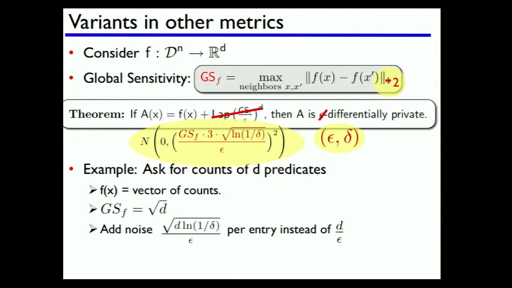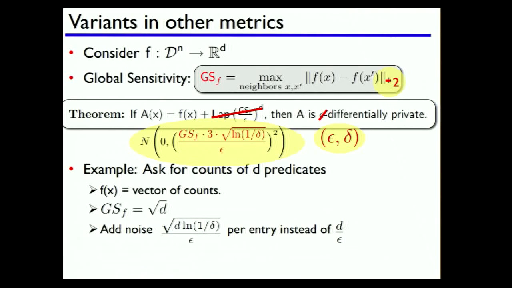There are variants of this noise addition idea in other metrics. I defined global sensitivity, maybe without making it precise, in terms of L1 distance. It turns out you can generalize this in various ways. For example, you can use L2 to measure the distance between function outputs, and there are cases where that makes a huge difference. Basically, the theorems get a bit more complicated. You have to add normal noise, Gaussian noise. The parameters get messier, but they still have that global sensitivity over epsilon, plus some other stuff. And then the guarantee changes. It's now (epsilon, delta)-differentially private instead of (epsilon, 0).